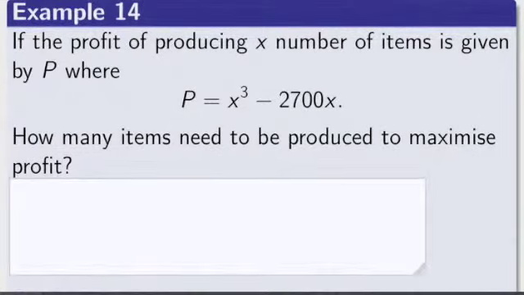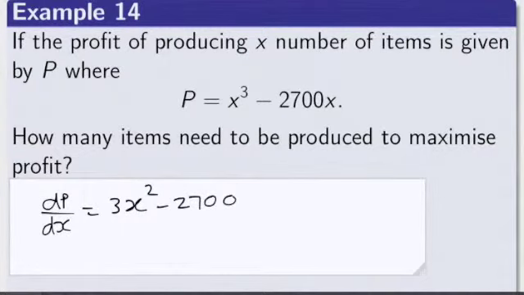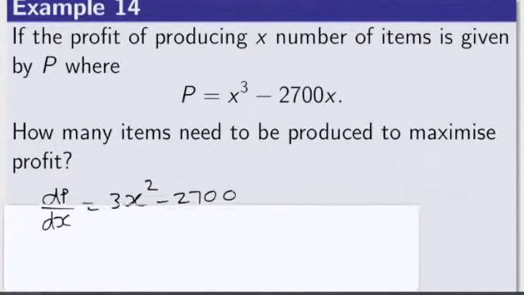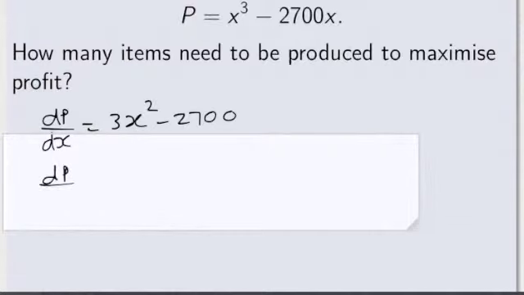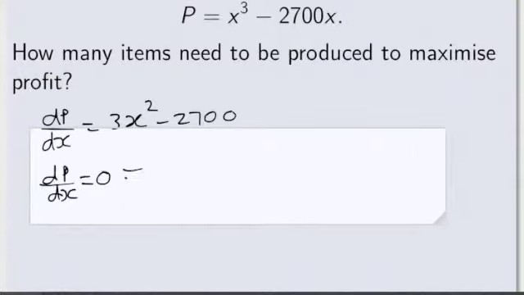So we start by differentiating P with respect to X. So dP/dx equals the derivative of x cubed, which is 3x squared, minus the derivative of 2700x, which is just 2700. Now we let dP/dx equal 0 to maximize the profit. So we obtain 3x squared minus 2700 equals 0.